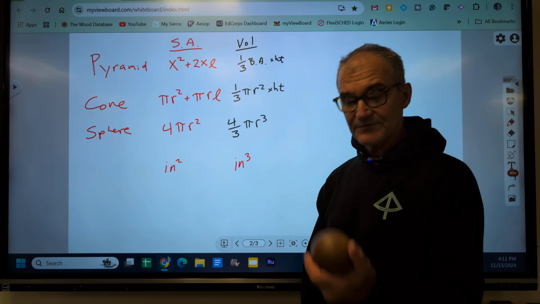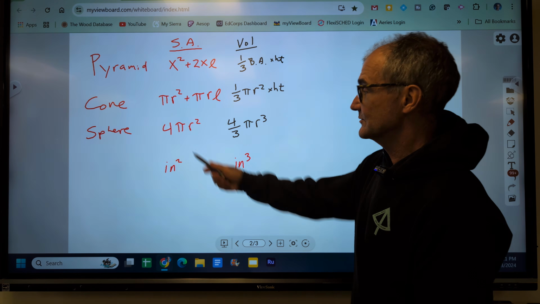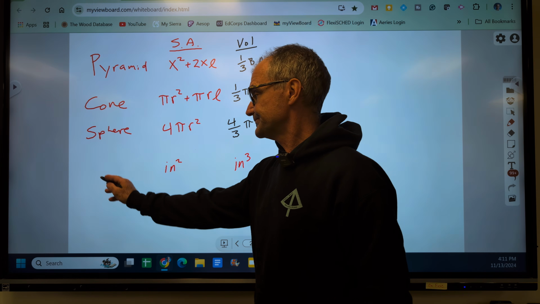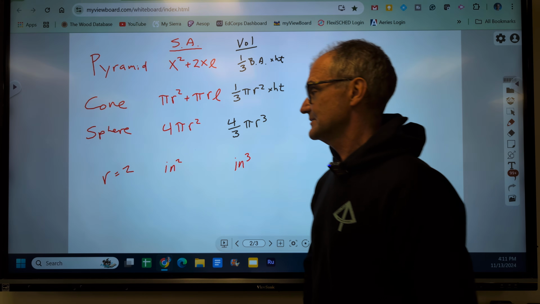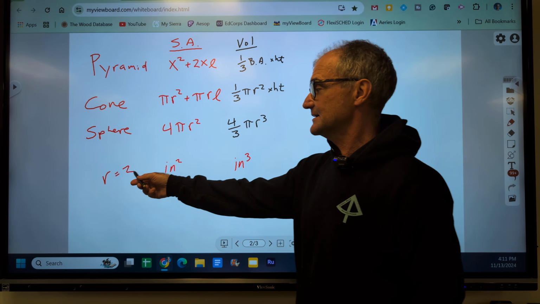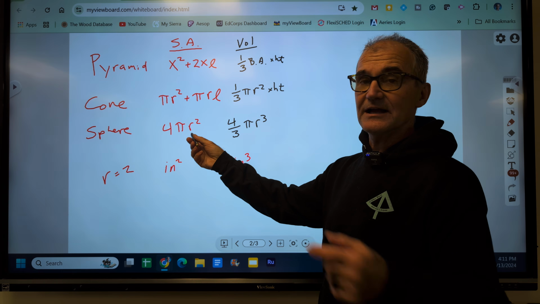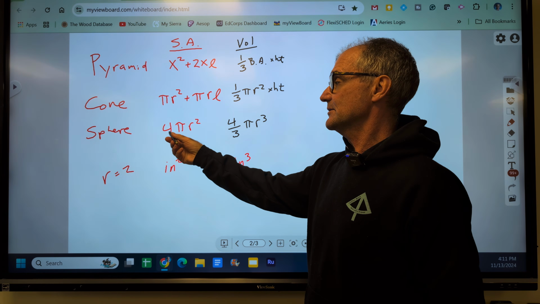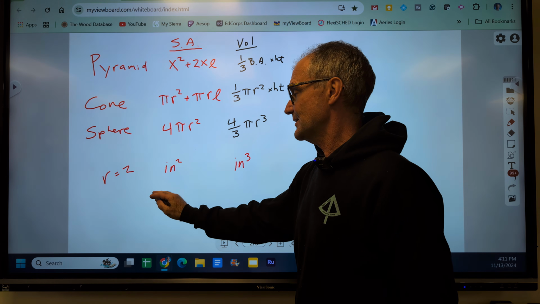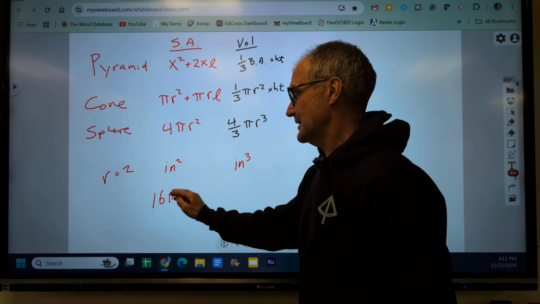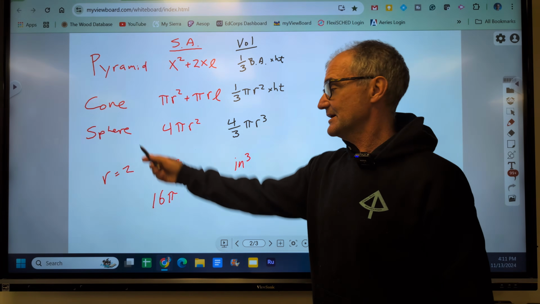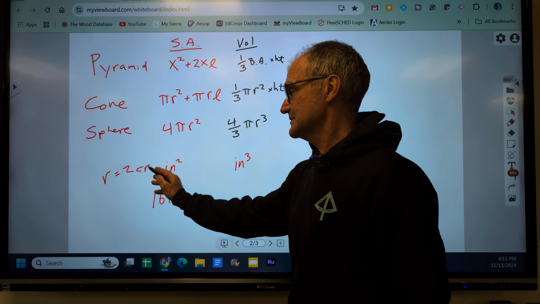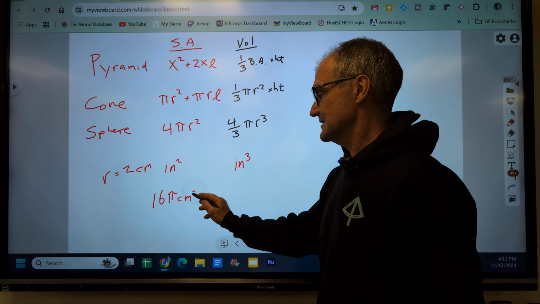Probably the easiest one to do first is just a sphere. There's only one missing variable, that is radius. So if the radius is equal to 2, and I wanted to find the surface area, I take that 2, I plug it in here, exponents first. 2 squared, 2 times 2 is 4. 4 times 4 is 16. Don't forget that pi. And I have 16 pi for the surface area of that sphere if the radius is 2. If the radius is 2 centimeters, then my units here would be square centimeters.